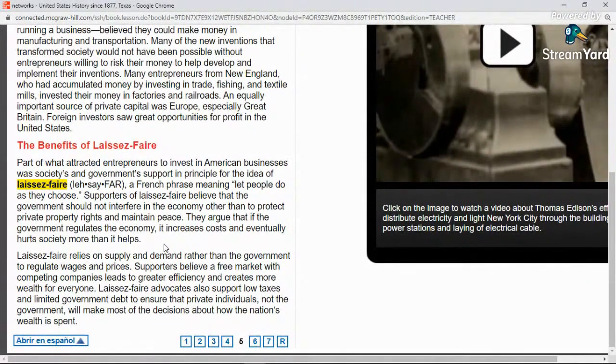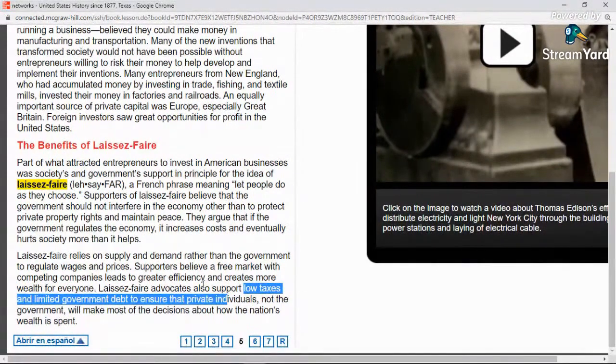Laissez-faire relies on supply and demand rather than the government to regulate wages and prices. So they believe that the free market works because of competition. Now, you can ask Ms. Summer about this in your economics class if you have economics with her. Laissez-faire advocates low taxes and limited government. So basically, listen, I'm going to create a product.